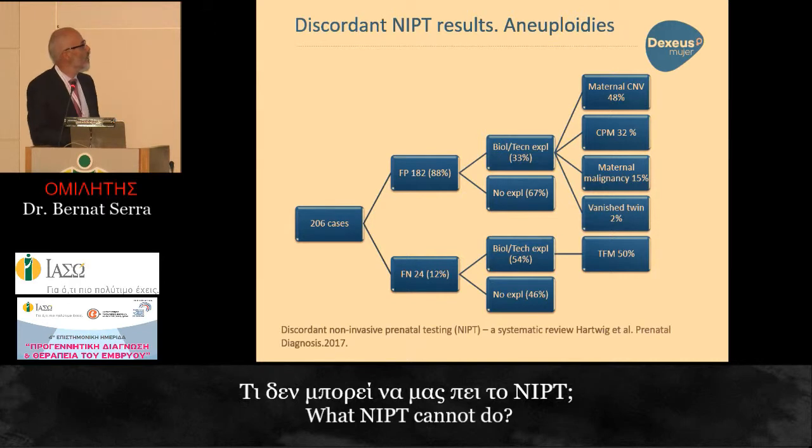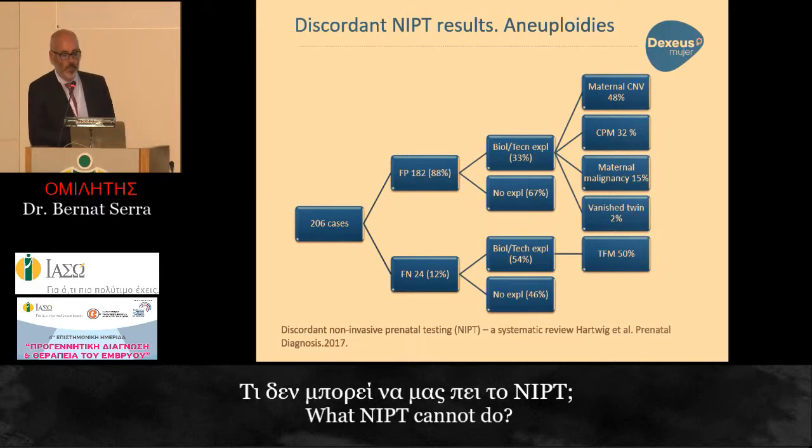And this is the review of false positives and negatives that have been published so far. As you can see, most of them are false positives, 88%. Only 12% are false negatives. And from the false positives, only 33% have a biological or technological explanation. In 2/3 of the cases, we don't have an explanation.